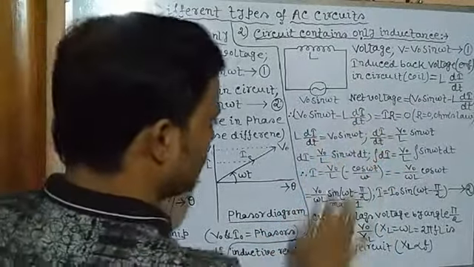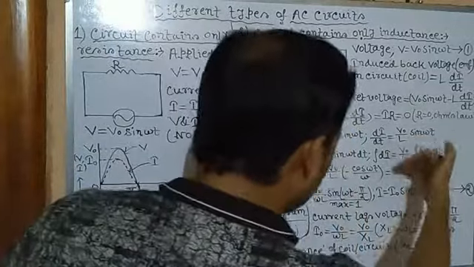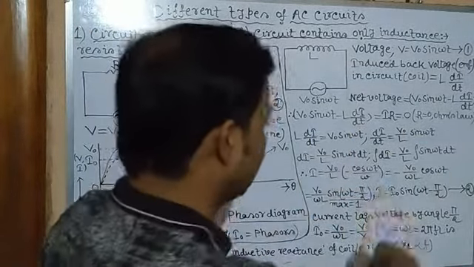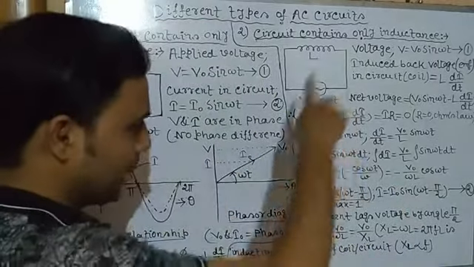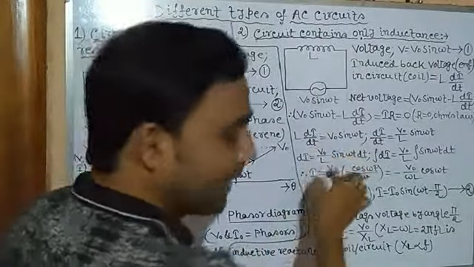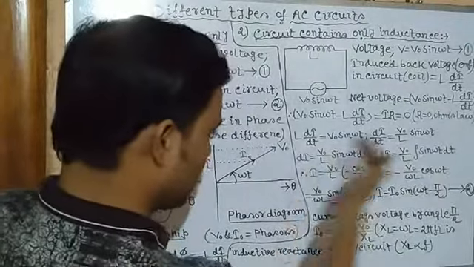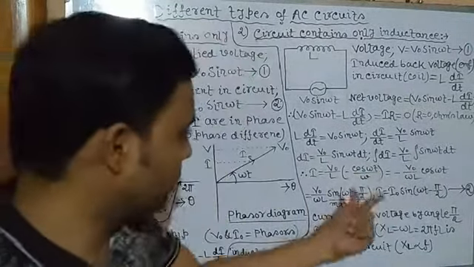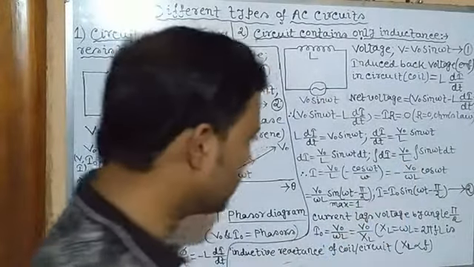L di/dt is equal to V0 sin omega t, so di/dt equals V0 by L sin omega t. So di equals V0 by L sin omega t dt. Now we will integrate to get the current. The integration of di, V0 by L is a constant term, so it will be taken outside: the integral of sin omega t dt.